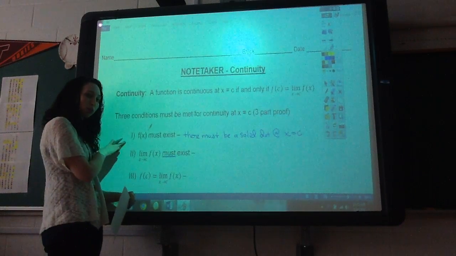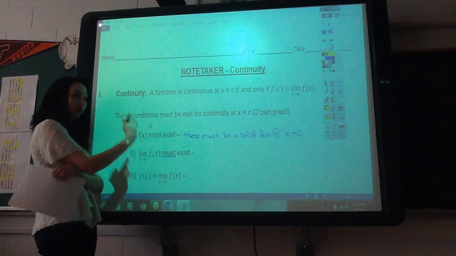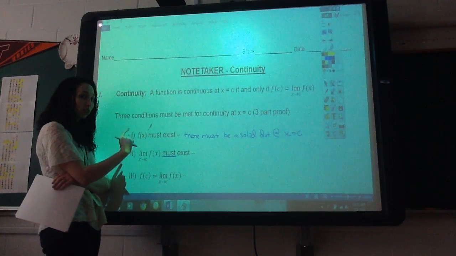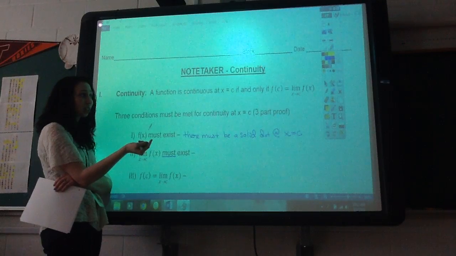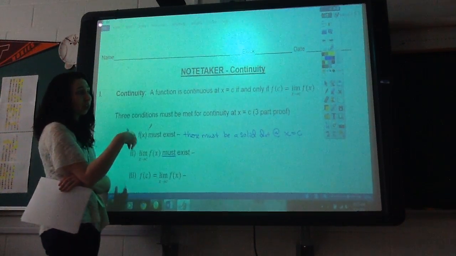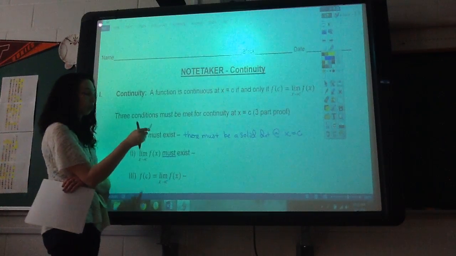So the first thing you have to prove is that there actually is a function value at that point. So we don't go for the limit first, we go for the function value first. Because as we've seen in a few of our examples recently, we've got a lot where we can find a limit, but they're both open circles, so there's not actually a function value. So we look for the function value first.